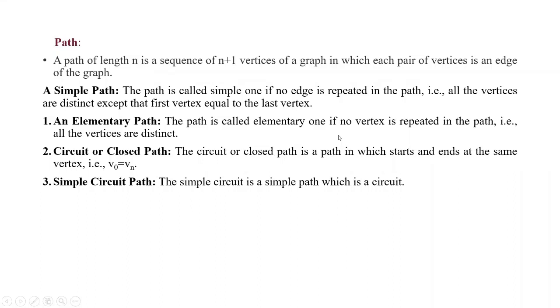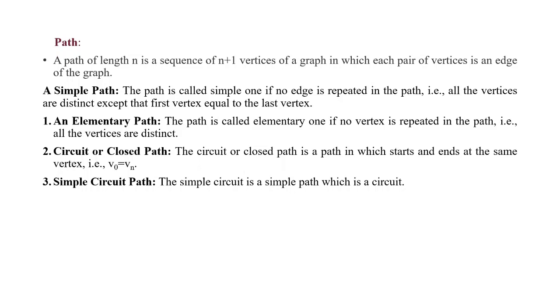Next, path. A path of length n is a sequence of n plus 1 vertices of a graph in which each pair of consecutive vertices is an edge of the graph. So what is a simple path? A path is called a simple one if no edge is repeated in the path. It means you have to travel from one vertex to another vertex through a different path, that is, all the vertices are distinct except the first vertex may be equal to the last vertex.